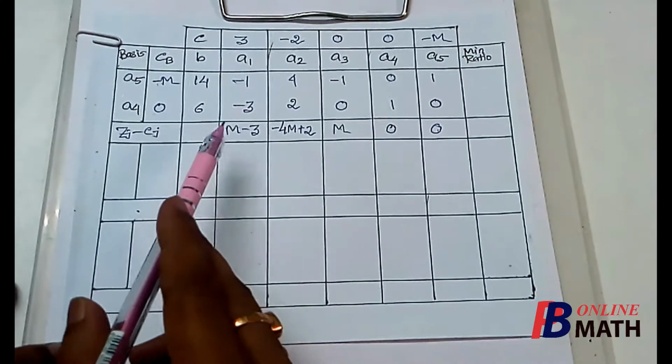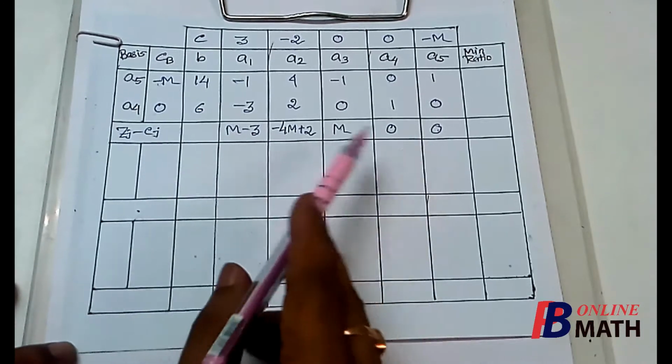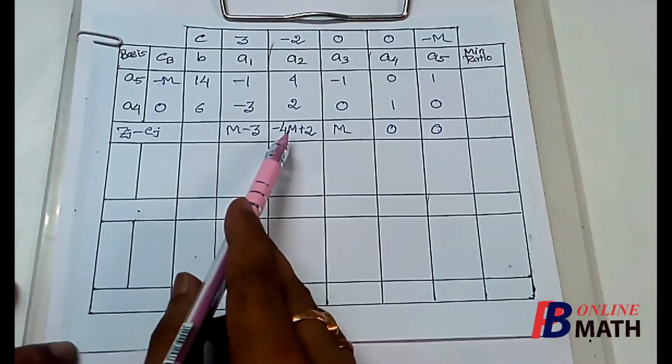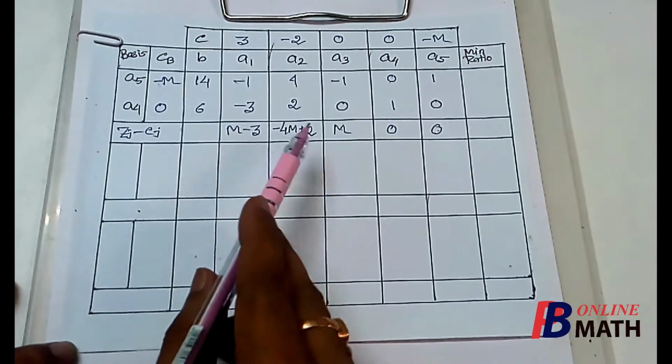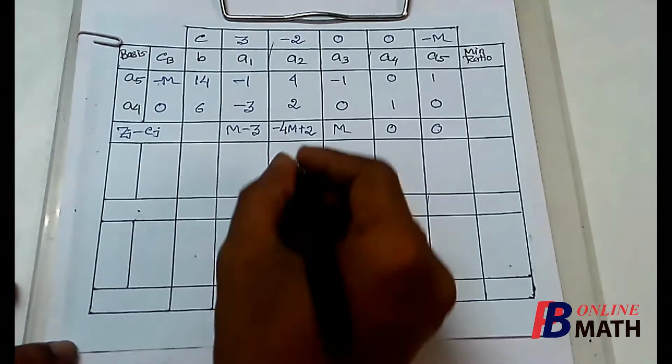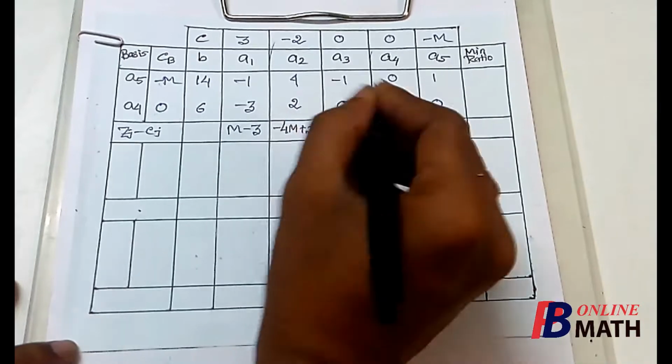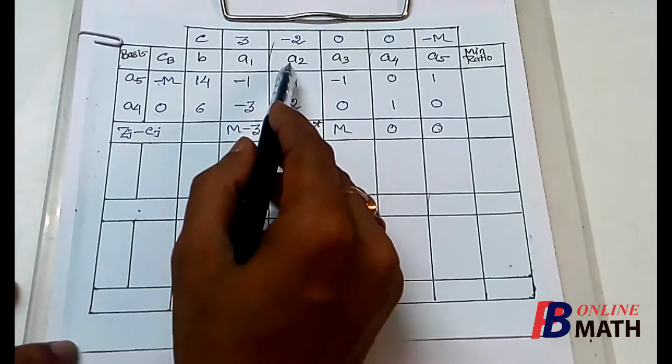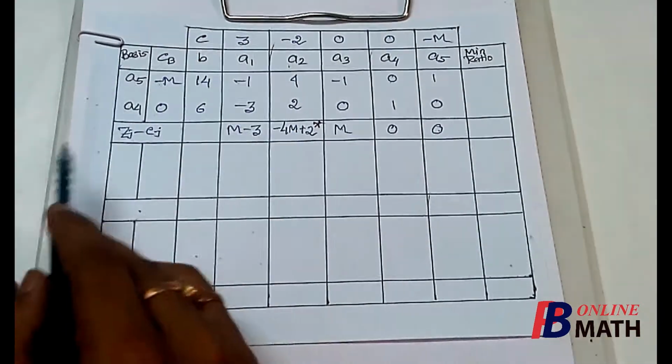Now we find that out of all these values only one value is negative, which is minus 4M plus 2, since M is a very large positive quantity. So this value is negative, and we select it. That means the vector a2 will enter the basis.